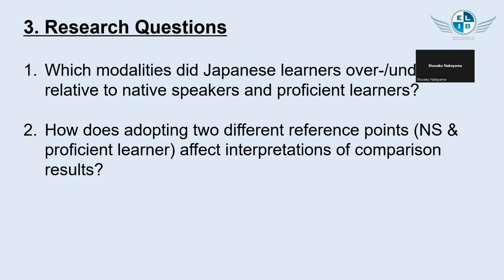Here are research questions. The first research question is, which modalities did Japanese learners over- and underuse relative to native speakers and proficient learners? The second research question is, how does adopting two different reference points, so native speakers and the proficient learners, affect interpretations of comparison results? So next, let us move on to methodology.